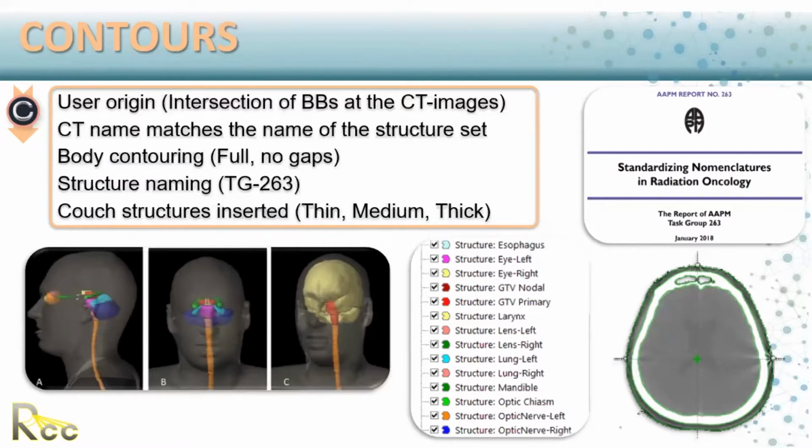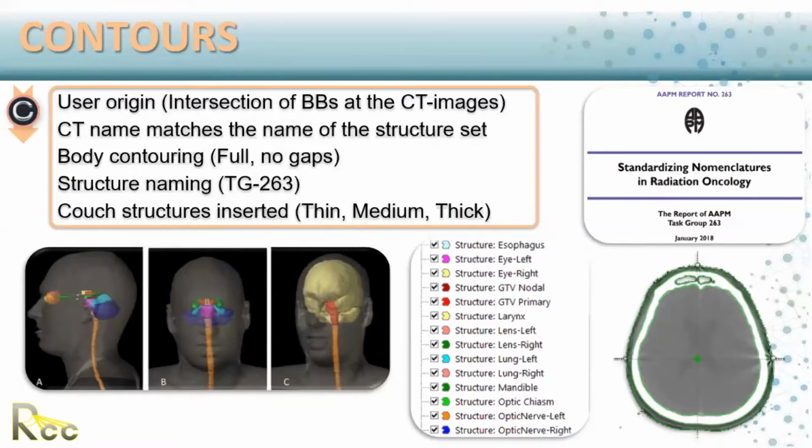The couch structures should be inserted. Thin, medium, and thick depends on what site of the body you are treating. Let's say for the pelvis region, usually we use the thick structure. For head and neck, usually we use the thin. And most probably for the abdominal region, we use the medium.